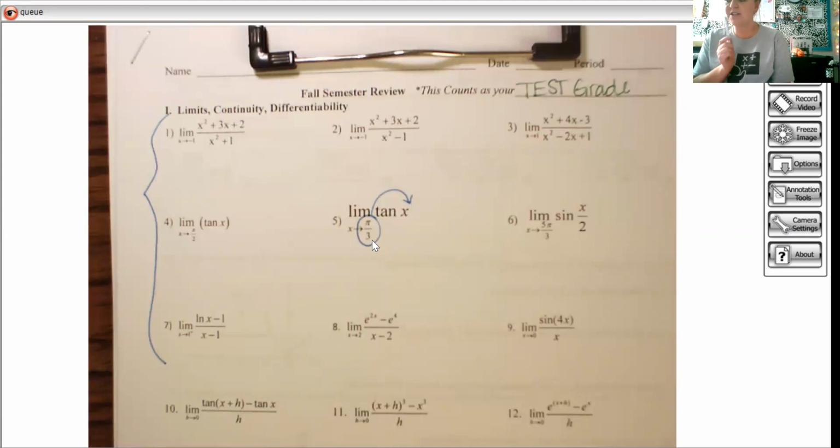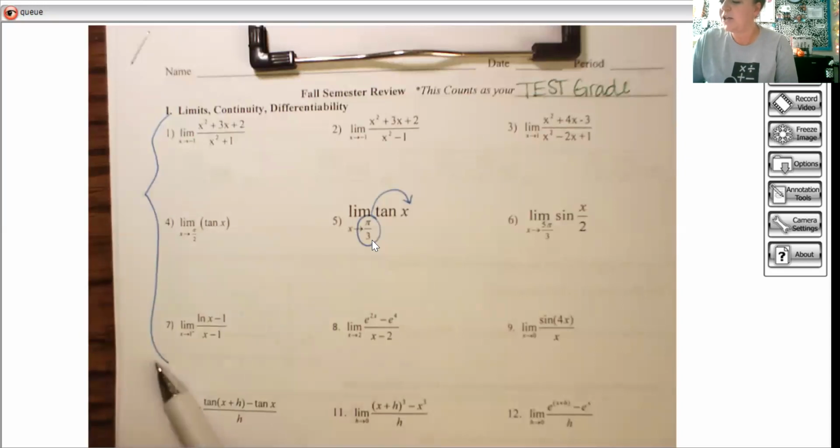Your fall semester review is counting as a test grade for this quarter, so that is going to make this assignment a little bit more important because first of all, it's a test grade, but second of all, this is your best tool for preparing for your semester exam, which is also going to be a pretty big grade, right? So let's get started. Questions 1 through 9, you have limits as x approaches specific values.